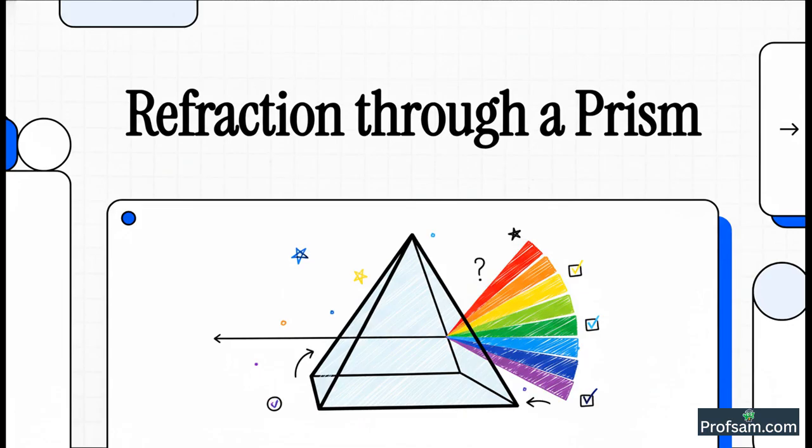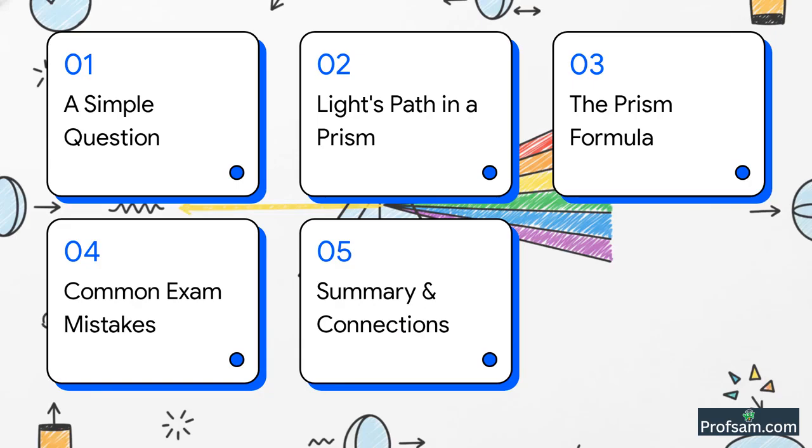Today we're going to tackle a very important topic from our Unit 9, Ray Optics and Optical Instruments, and that is refraction through a prism. Now I know many of you find this topic a little bit tricky, but I promise you, by the end of this session you'll understand it so well that all your fear will be gone and you'll be fully prepared for your exams. So what's our game plan for today?